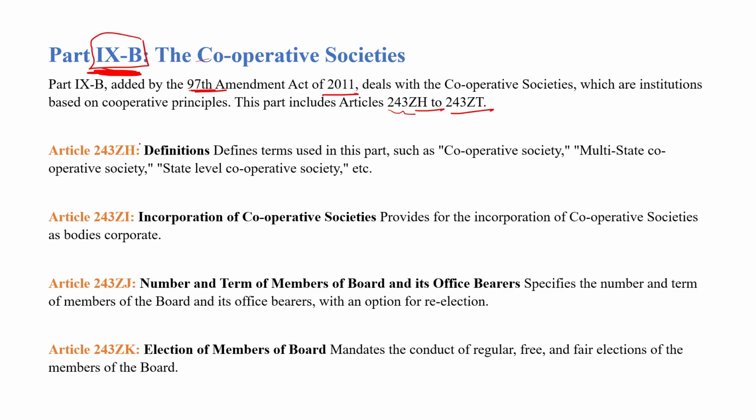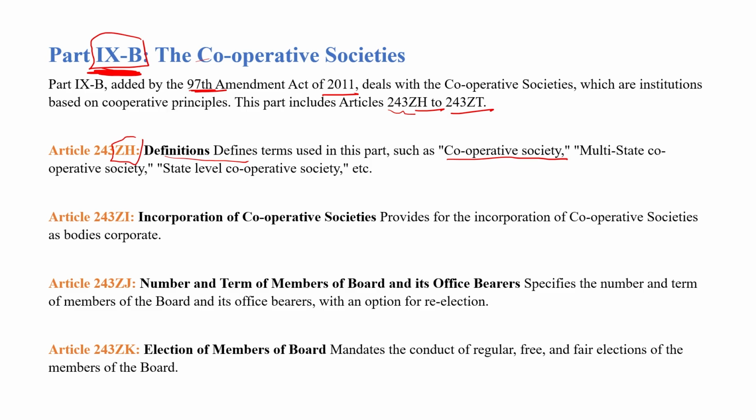Now, what does Article ZH say? ZH explains the definition of cooperative societies, meaning what is the meaning of cooperative societies. It also explains the meaning of multi-state cooperative societies and state-level cooperative societies. ZI explains the incorporation of cooperative societies. It provides for the incorporation of cooperative societies as bodies.